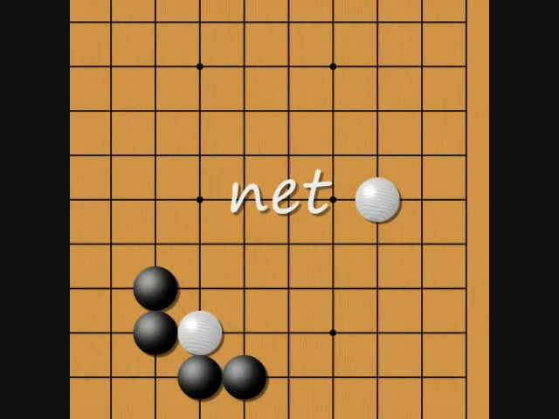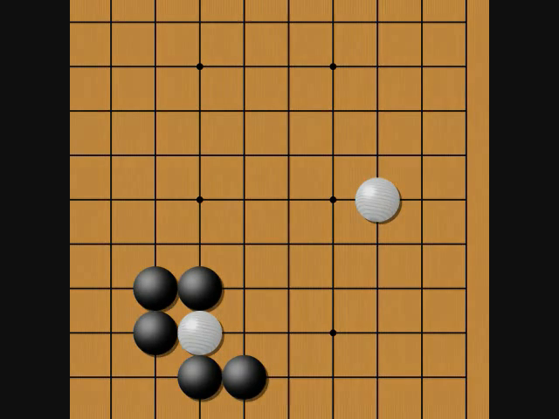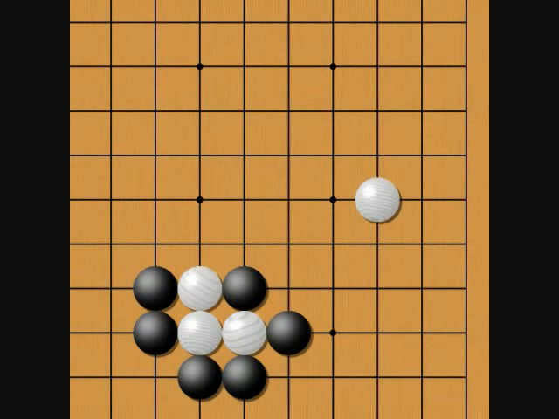A net is a pattern that can sometimes get a cleaner capture than a ladder. In this example, black could start a ladder in either direction, but white has a ladder break that works for both sides. If black just plays this net, however, the stone simply can't get out.